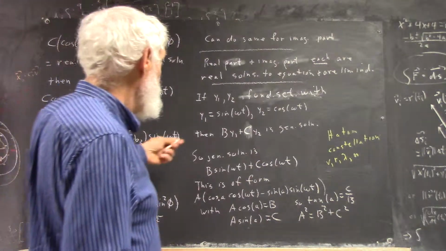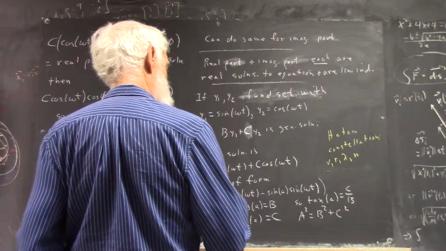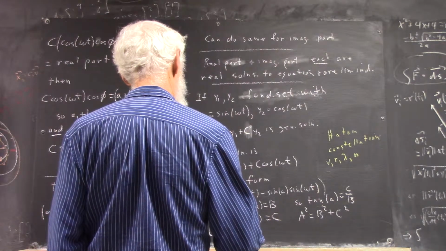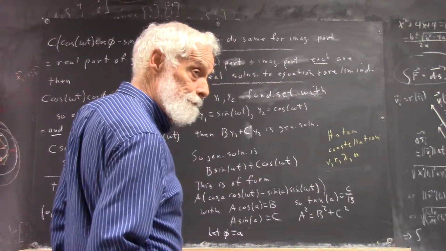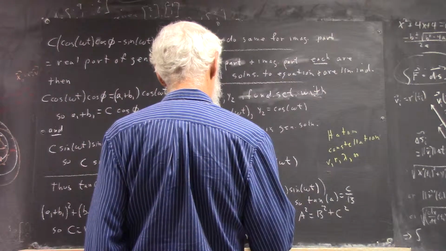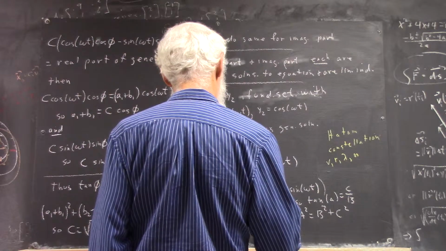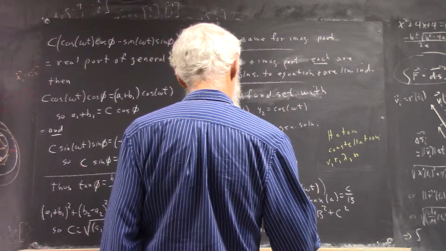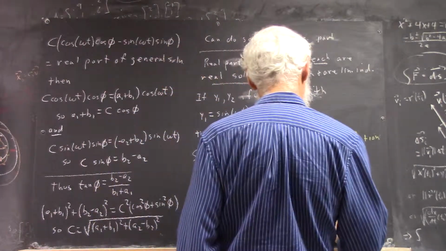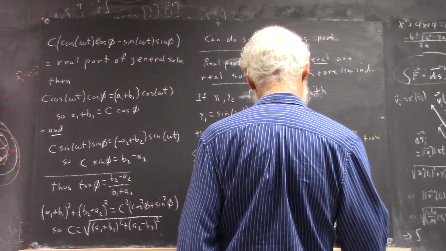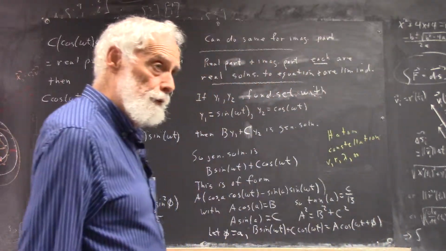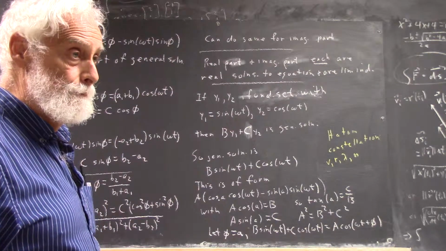Okay? So again, you get, let phi equal A. Then B sine of omega t plus C cosine of omega t equals A times the cosine of omega t plus phi, new phi. Okay?